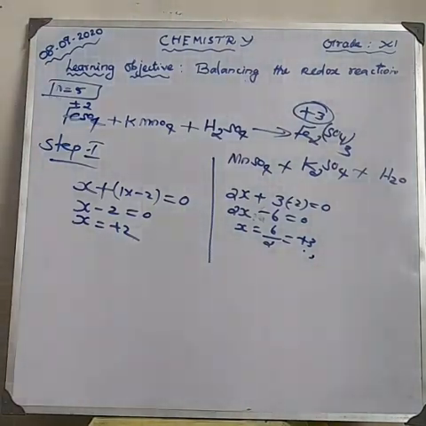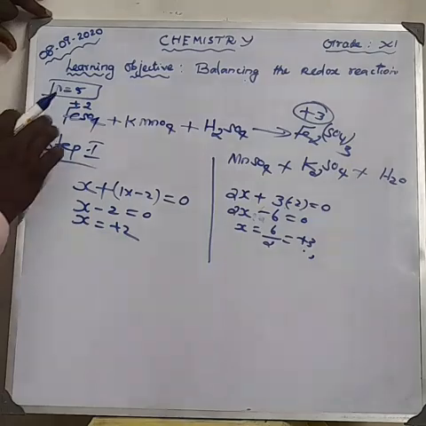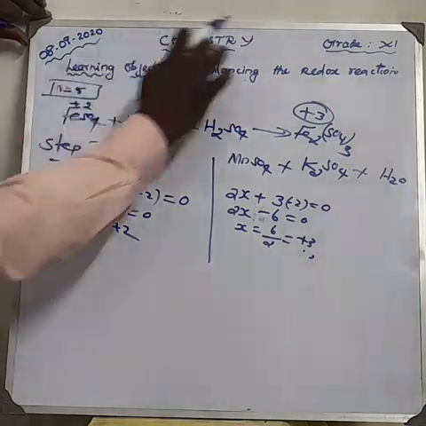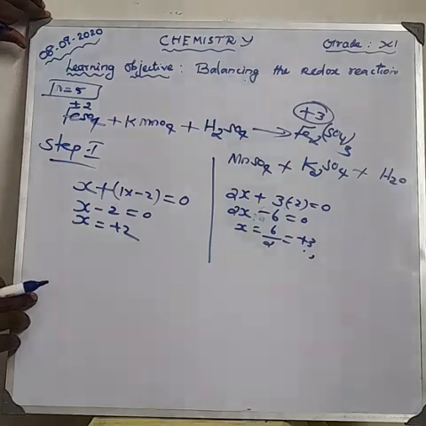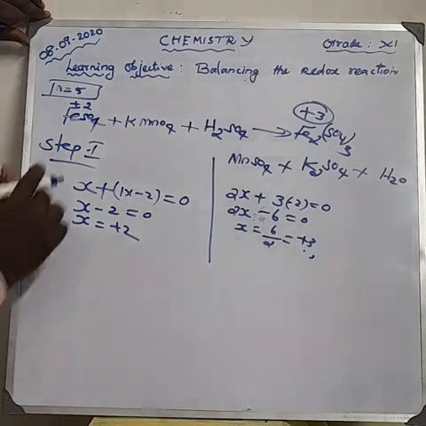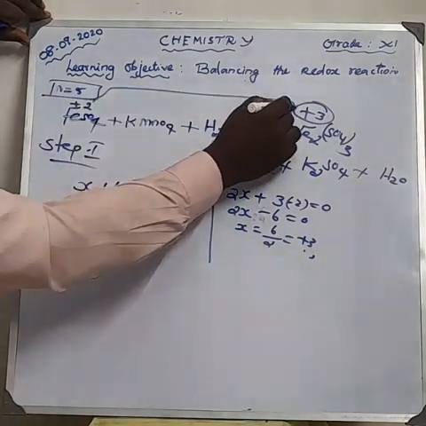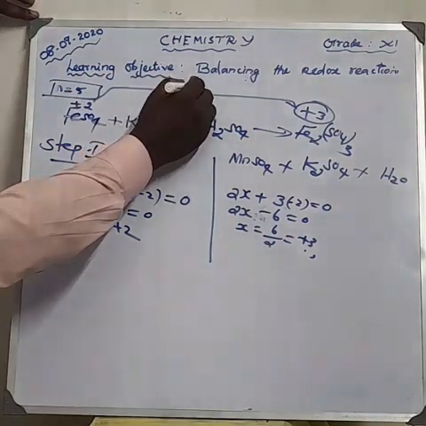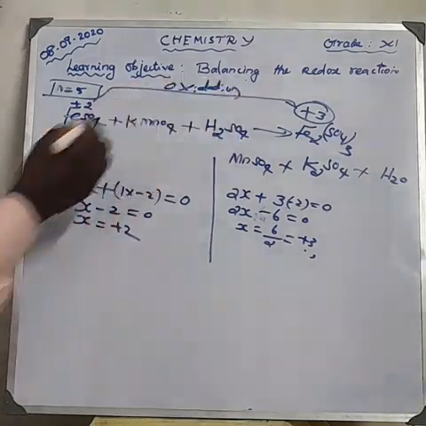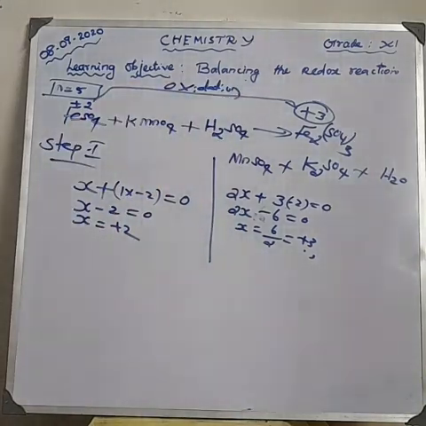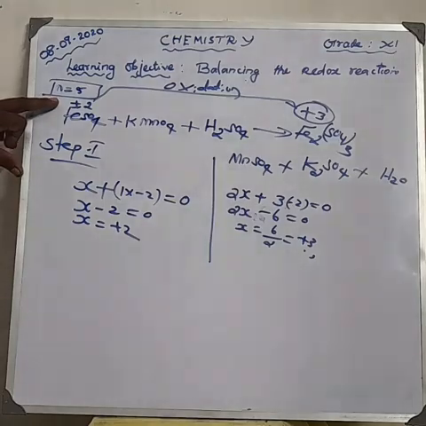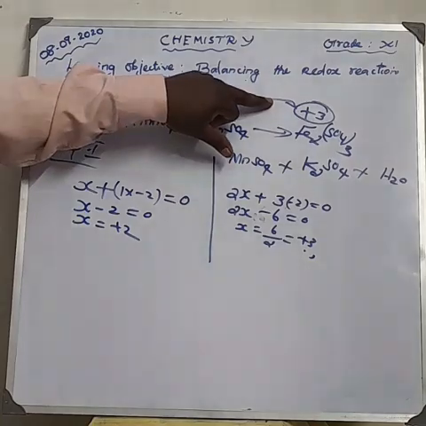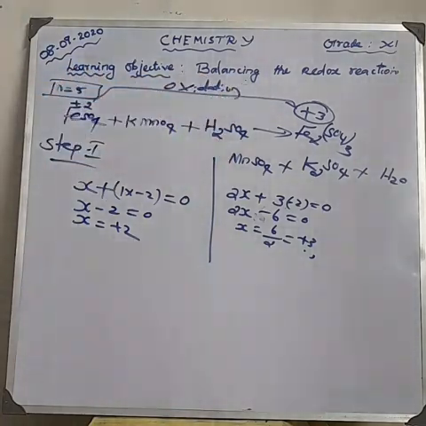Now, in the reaction, plus 2 is converted into plus 3 by losing 1 electron. So it is called oxidation. Here, the oxidation number of Fe in ferrous sulfate is changed from plus 2 to plus 3 by losing 1 electron. That is the first step.